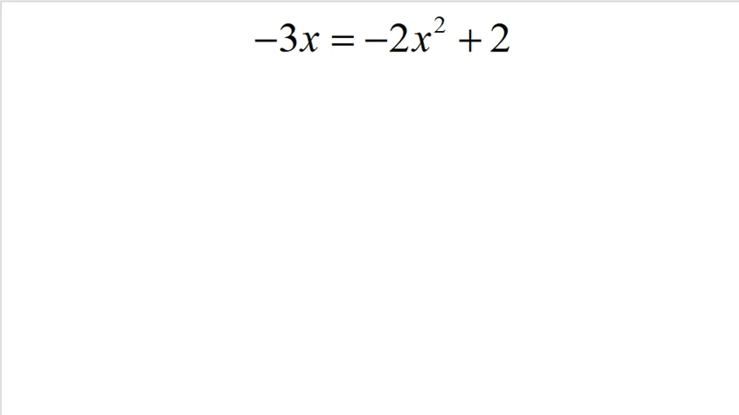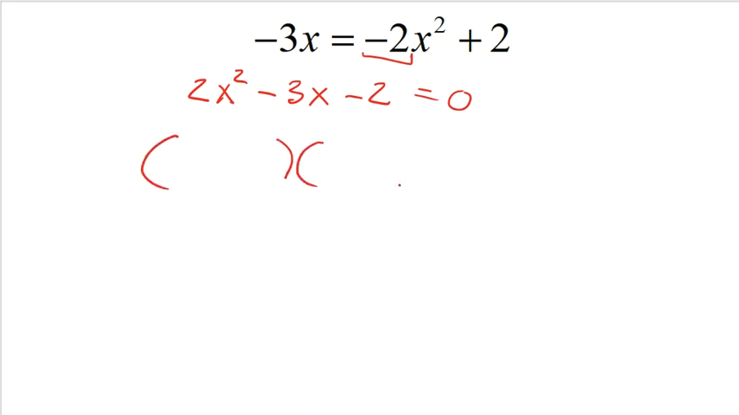All right, now a couple issues here is I don't have a 0 on one side, and my a value is currently -2, which I don't like. So the first thing I'm going to do is move the -2x to the right-hand side, making it a positive 2x squared, because I love when that value is positive. The -3x is going to stay. And I'm also going to subtract the 2 to the left-hand side to get my 0. Now I'm ready to factor.